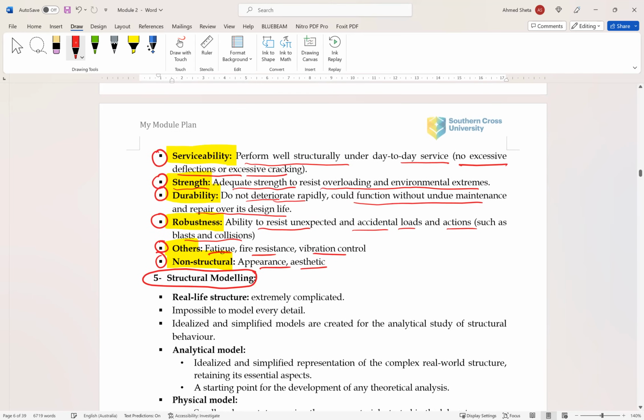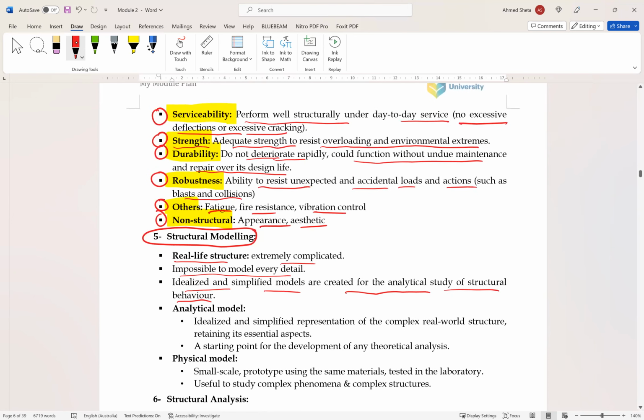Structure modeling. We have real life structures that are extremely complicated and impossible to model. Idealized and simplified models are created for the analytical study of structure behavior. So you can't actually model the real structure, but you can simplify the model so that you can do it. Otherwise, no one can exactly model everything in the real structure.